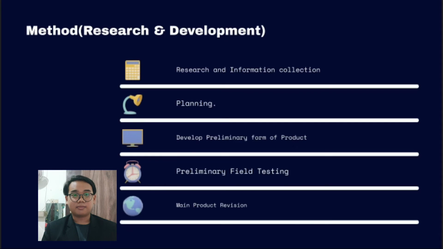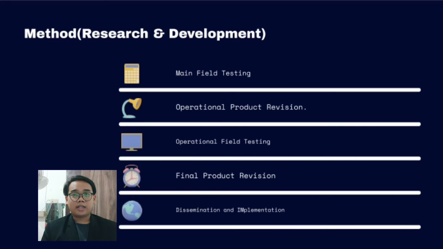Next please. And the next method is the main field testing, operational product revision, operational field testing, final product revision, and the last method is the dissemination and the implementation. And that's it, the explanation from me.